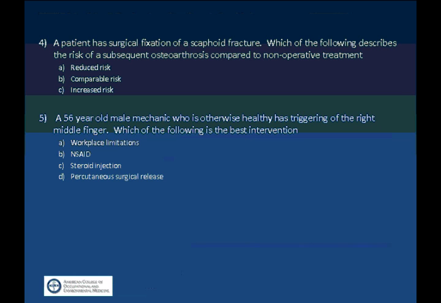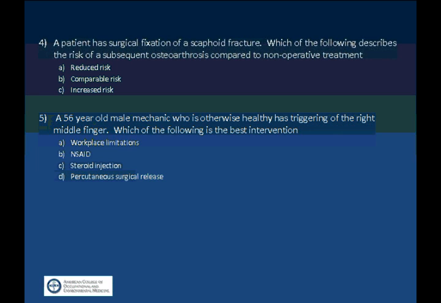And number 4, a patient has surgical fixation of a scaphoid fracture. Which of the following describes the risk of a subsequent osteoarthritis compared to non-operative treatment? This question's worded a little bit difficult, in my opinion. What they're really asking is, if you do not treat the scaphoid fracture, if you would allow the natural history or course to occur, which would be non-operative treatment, what is likely to happen?